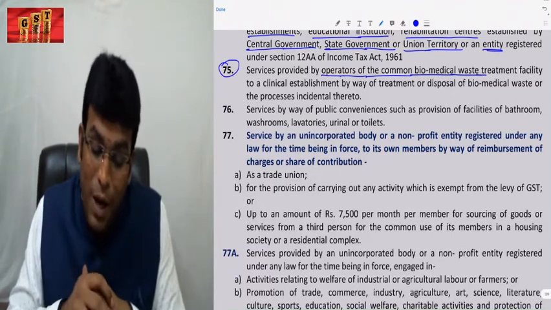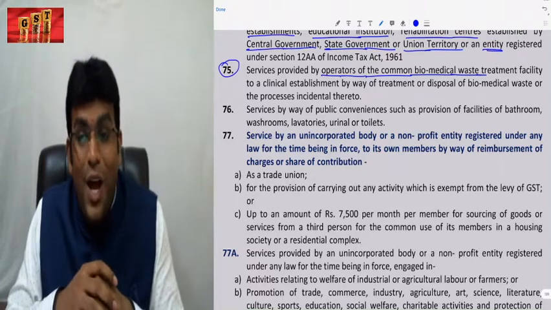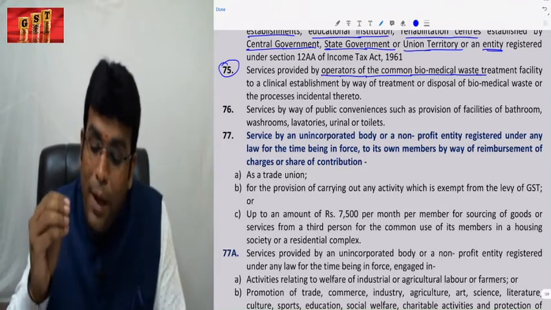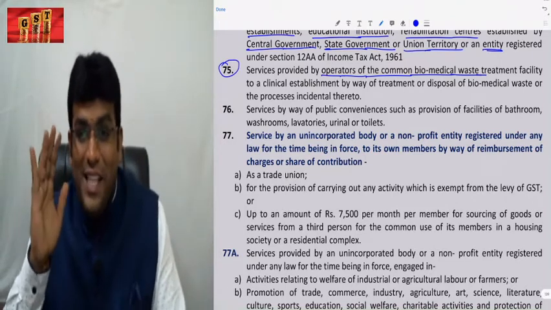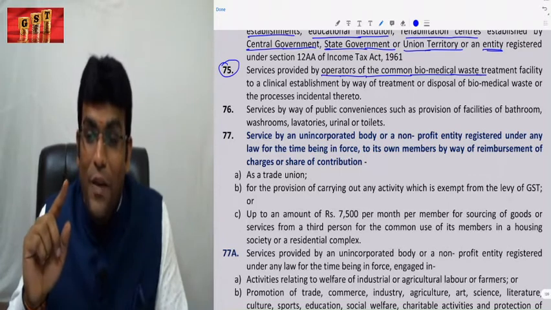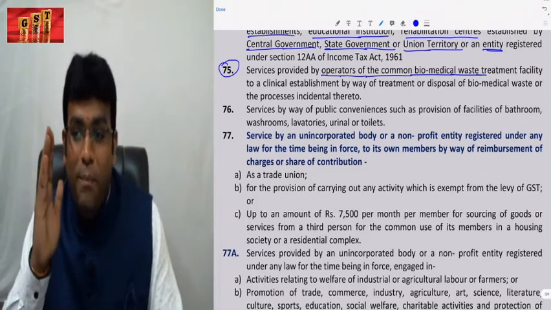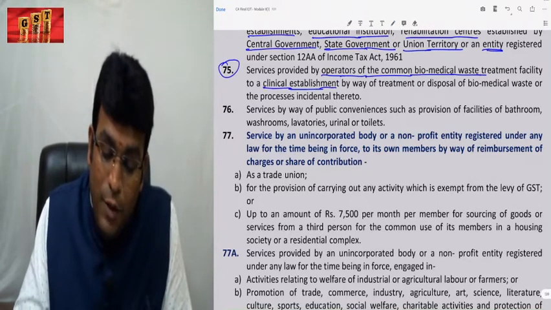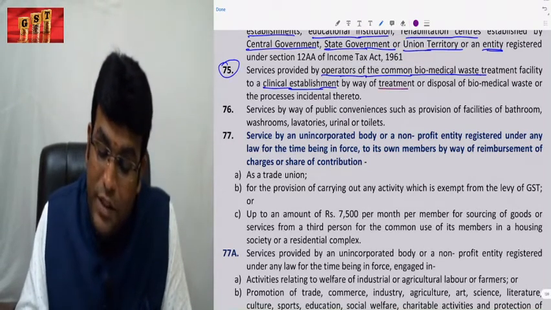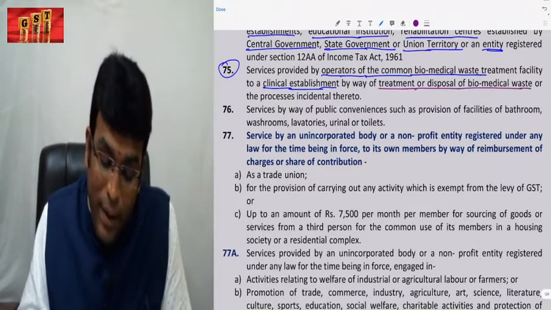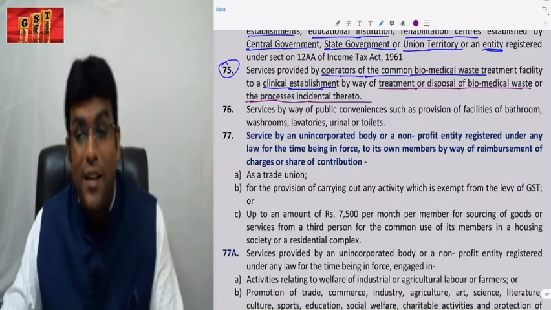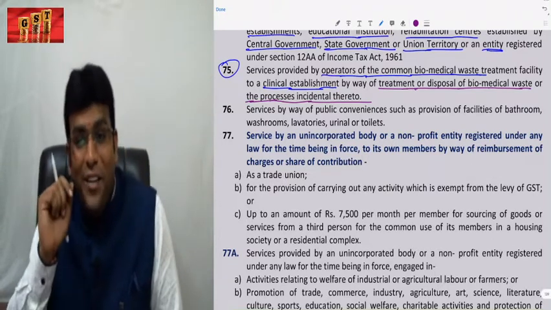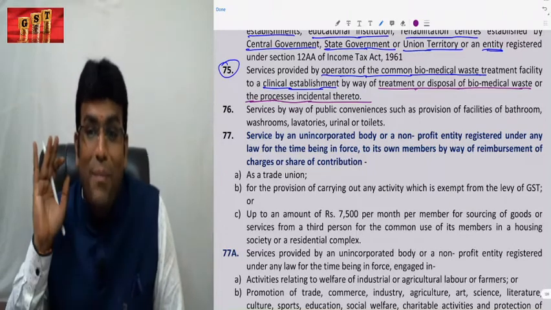So here we are talking about service provided by what, sir? Service provided by operators of common biomedical waste treatment facility. To whom, sir? Clinical establishment. And what service are they giving? By way of treatment or disposal of biomedical waste or the process incidental thereto. So they are giving the service of treatment or disposal of biomedical waste. That service is straight away exempt.